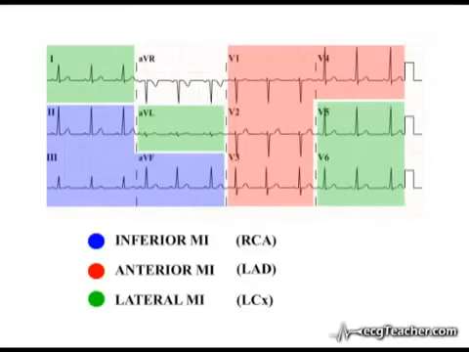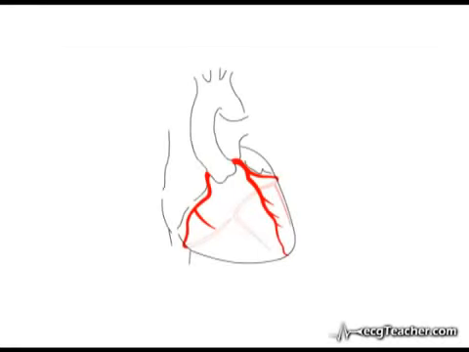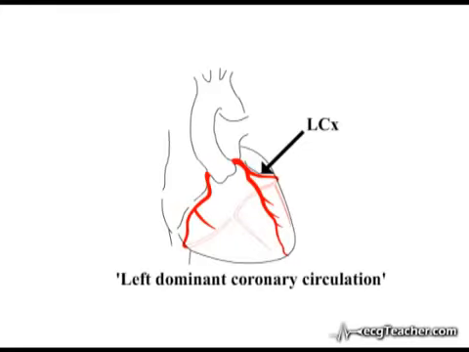Of course, there are many variations on the basic correlations outlined here, depending on the variation in coronary artery anatomy between individuals and the impact of collateral formation in patients with a long history of ischemic heart disease. To give you one of many examples of the former, in 10% of individuals, the posterior descending branch supplying the inferior surface of the heart arises from the left circumflex artery rather than the right coronary artery. This is termed a left dominant coronary circulation.